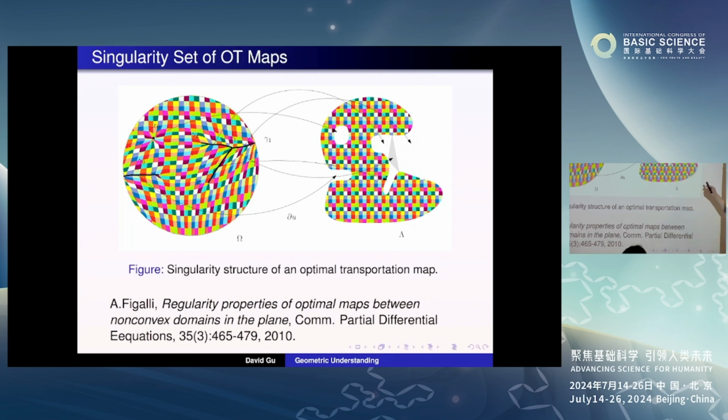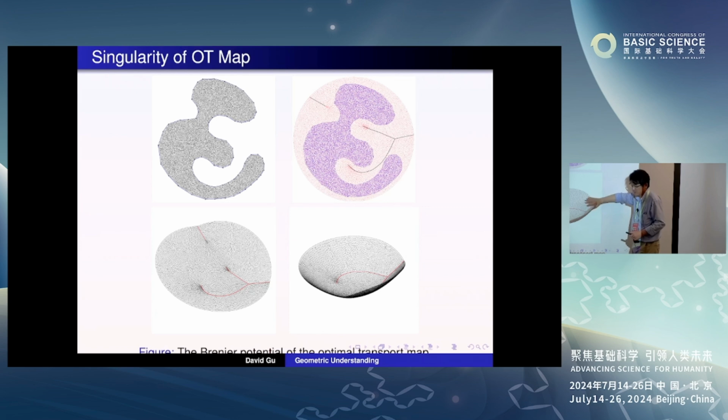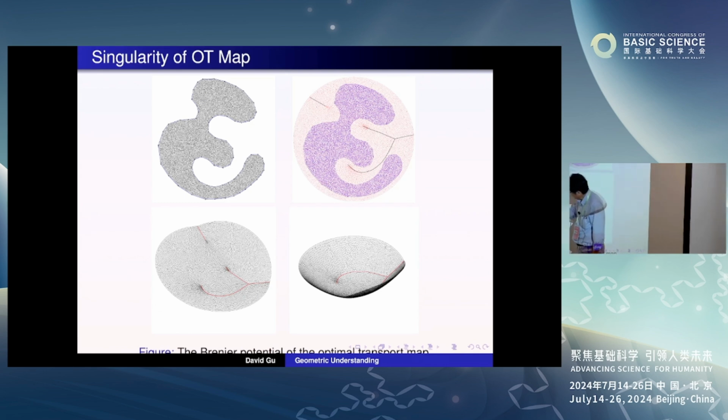This phenomenon is pretty common. Using our geometry method, we can calculate the Brenier potential. Then you see that's the Brenier potential, which is continuous everywhere, but not C1, not differentiable. Along special curves, the function is only continuous, but not differentiable.